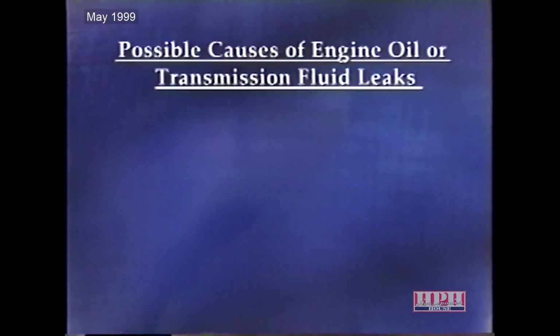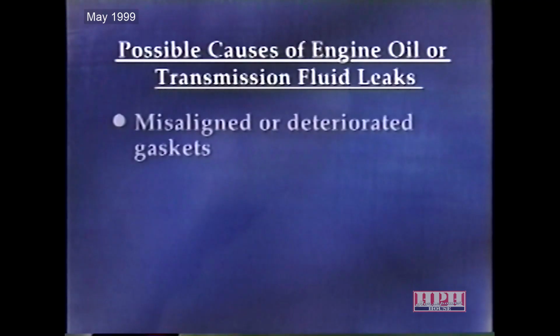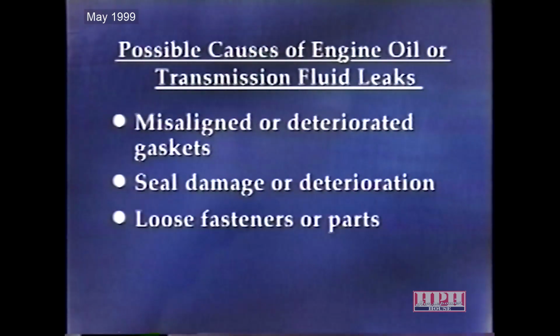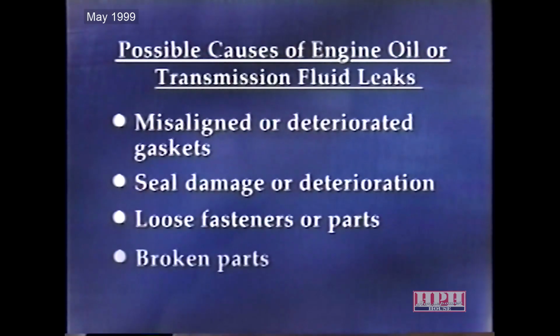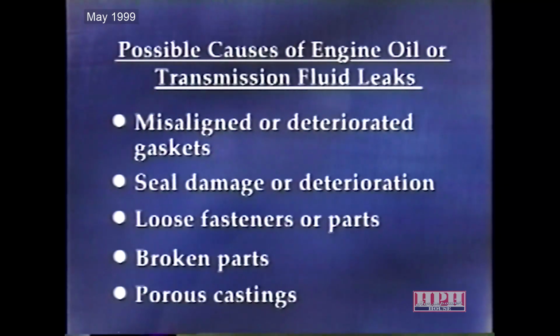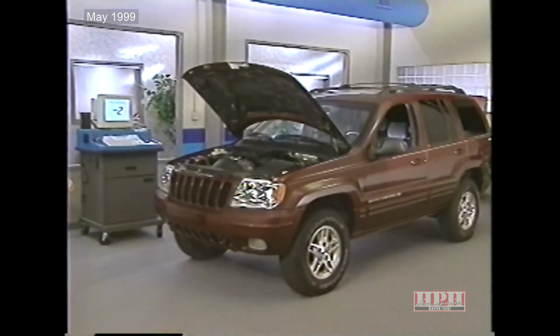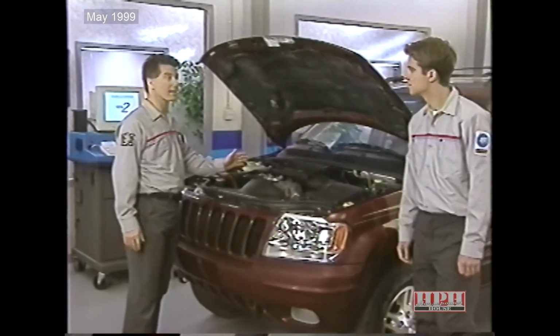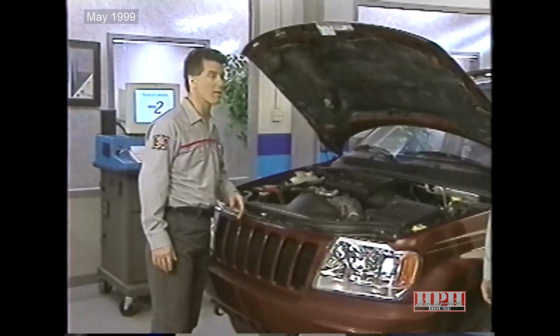When you come across either an engine oil leak or a transmission fluid leak, a number of conditions could be causing it, including misaligned or deteriorated gaskets, seals that have been damaged or deteriorated, fasteners or parts that have worked loose, broken parts, or porous castings. Since the fluid that is leaking in our case is engine oil, we want to begin in the engine compartment, again starting at the top of the engine and working our way down.